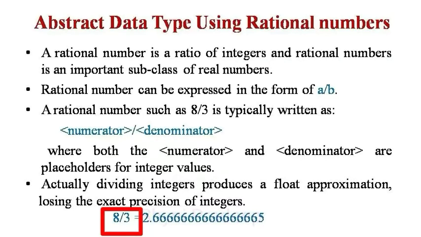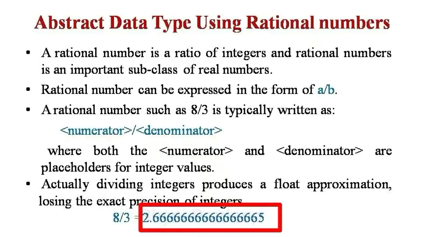Suppose when we divide the integer 8 over 3, we will not get an exact value for this rational number. We will get an approximate value or floating point value.